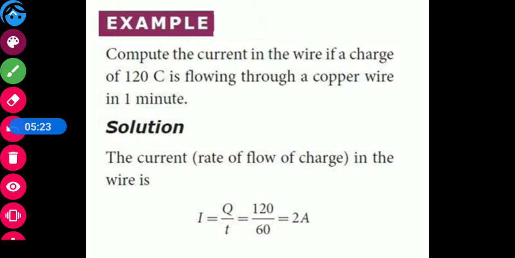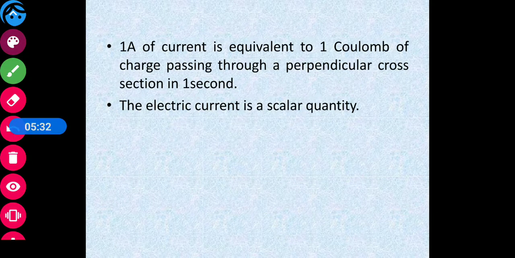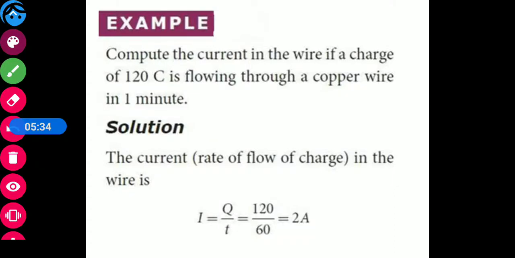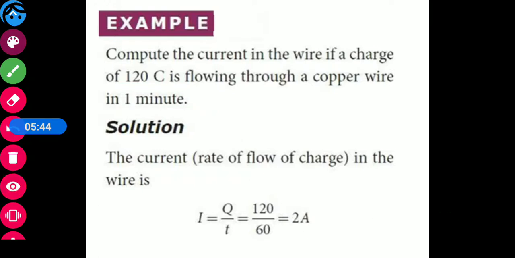For example, you can calculate the amount of current flowing here. Here 120 coulomb of charge is flowing through a copper wire in 1 minute. So from the given expression we can find out that the current flowing is 2 ampere.